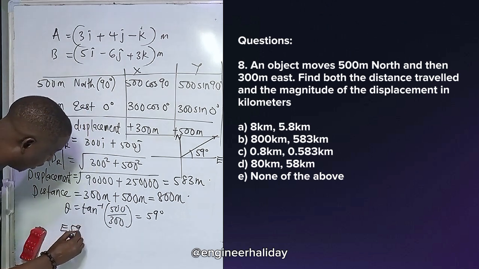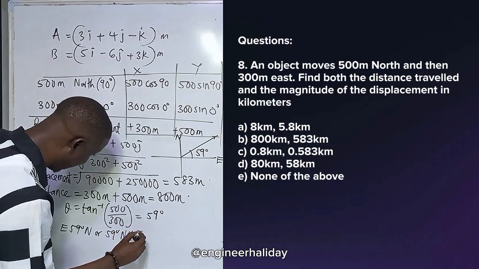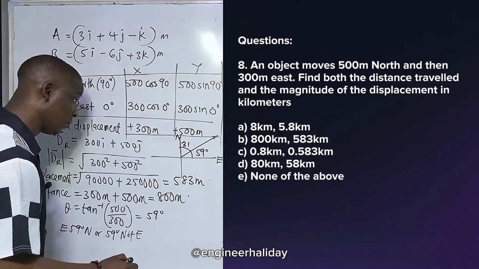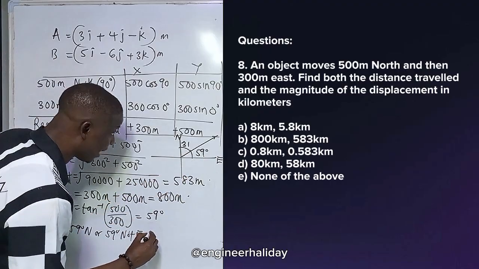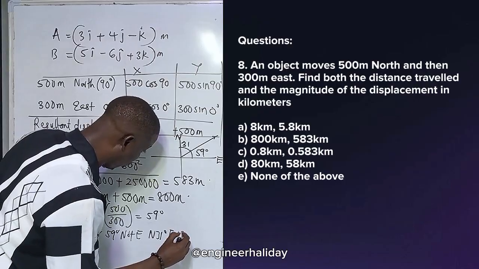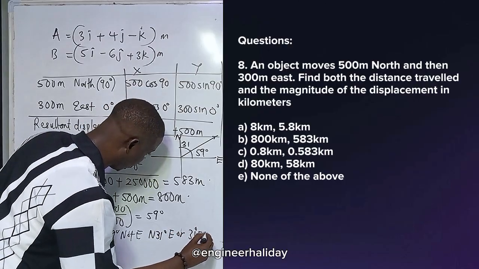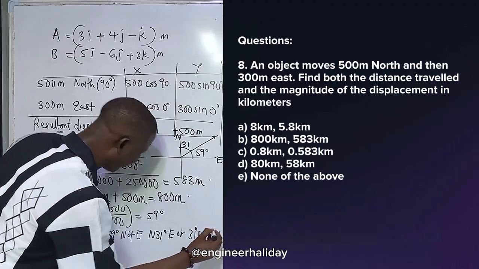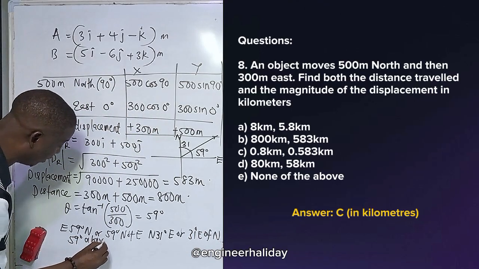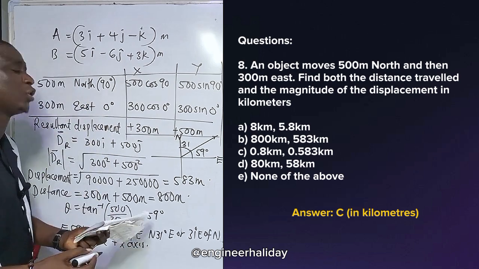So you can interpret it as 59 degree north of east. There will now be 31, if you remove it from 90, 59. So that will be 31 degree east of north. You can even say 59 degree above the positive x axis, and so forth and so on.